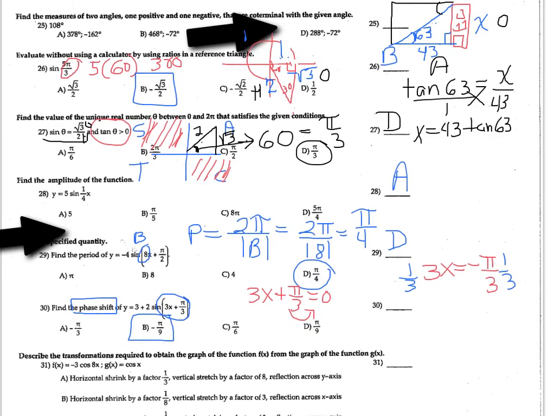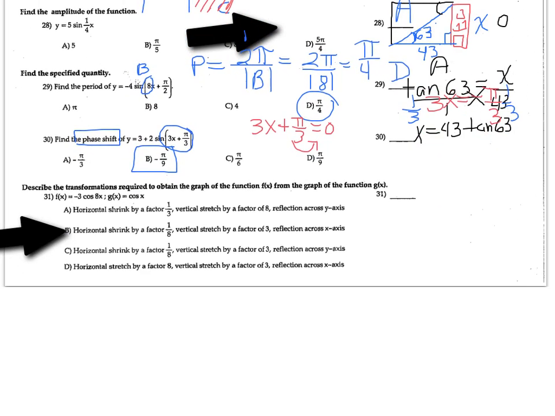Okay, number 31. What's the answer for 31? It is B, yes. So it's a horizontal shrink by a factor of 1/8. Where's that shrinking coming from? From the 8, that is right. Whatever that number is in front of the x, you get the reciprocal of that. And then if the number is a fraction, then it's a shrinking. If that number was to be a fraction, like 1/2, and then you get the reciprocal, that is a 2, then it's going to be a stretch.